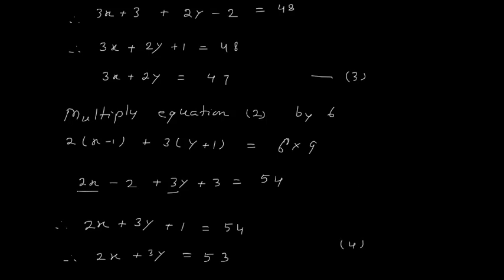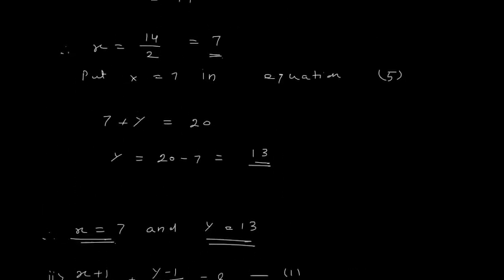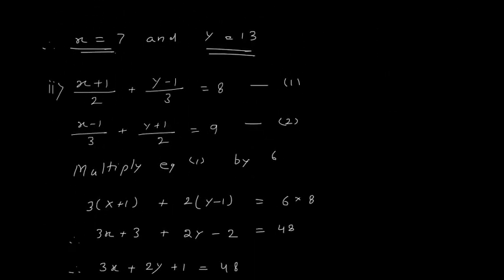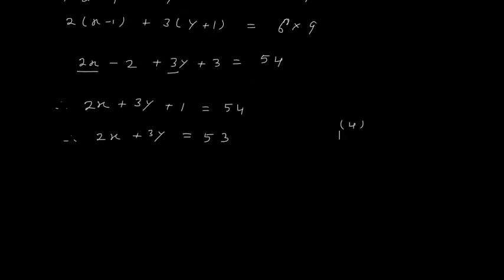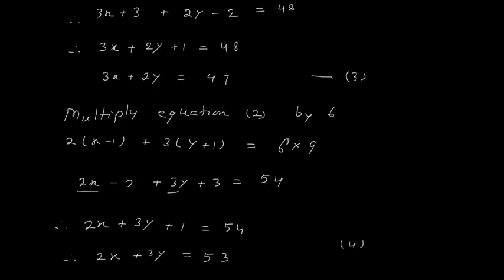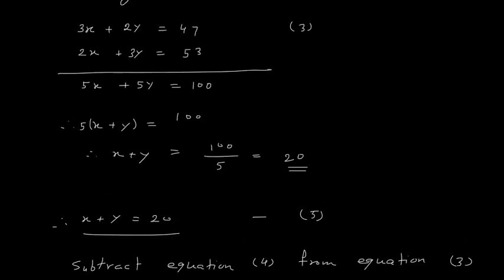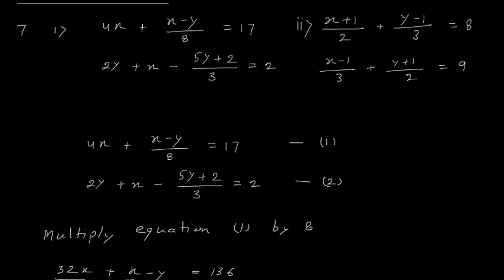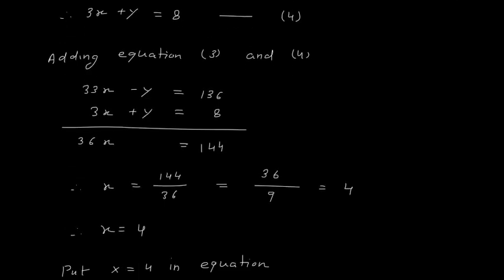Now 3x plus 2y is 47 and 2x plus 3y is 53. Again the same procedure, I will add them, subtract them. Now in the previous problem what did we get? We got 3x plus 2y is 47 and 2x plus 3y as 53. So the same equations we are getting in this problem also, after simplification. So the problem is the same, you can solve, right? So both are the same type of problems.